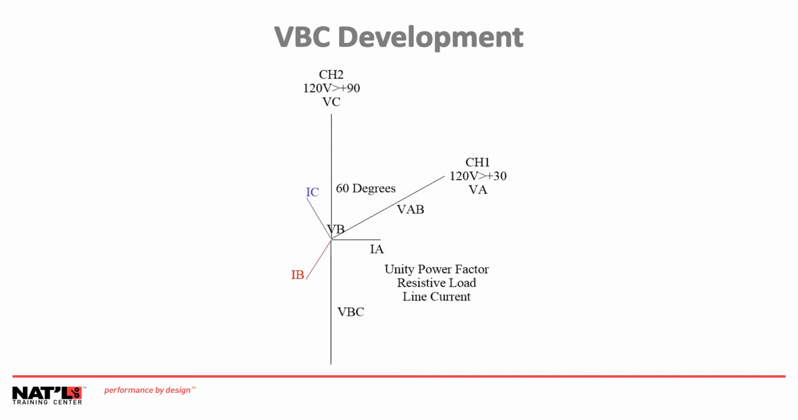Here we're going to look at the VBC development. So for VBC, we're going to be using VB and VC as indicated by the arrow, and again we want to go in the direction of VB. Since VB is at the neutral point, that would be the direction of VB. So we take this vector that's depicted by this arrow and we move it down so its origin is at VB, and it looks like this, and this becomes our VBC vector.